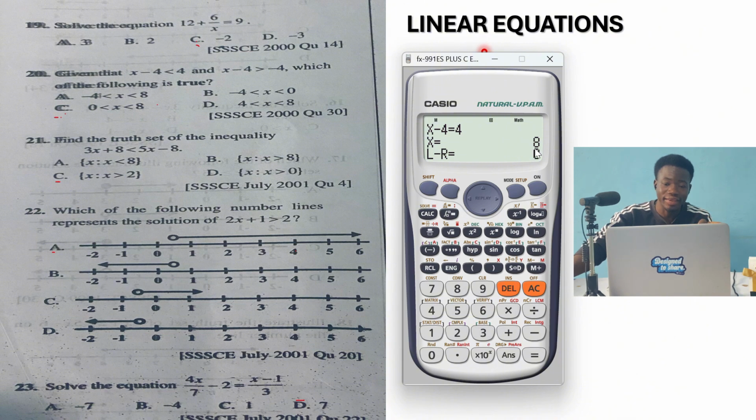Okay, so x is less than what? 8. The sign here was less than, so x is less than 8. So note that x is less than 8. Then we do the second one.